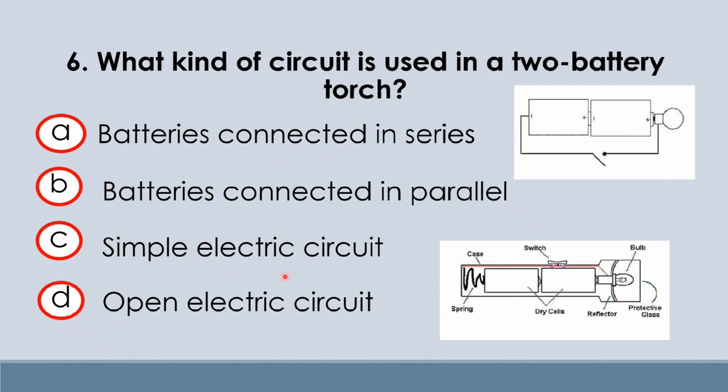When we say simple electric circuit, this is composed of 3 components, right? The wire, the bulb, and of course the battery. And for letter D, open electric circuit. What do you mean by open? It does not allow the electricity to flow because some parts are broken. So if you're ready now to write your answer, then let's proceed to number 7.